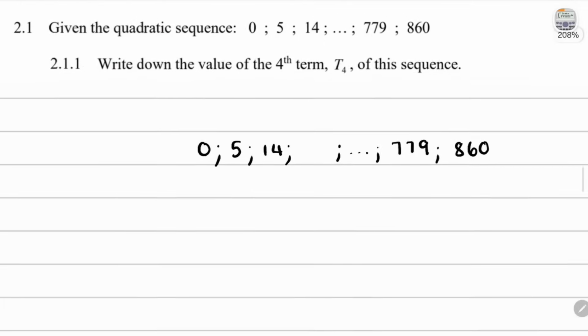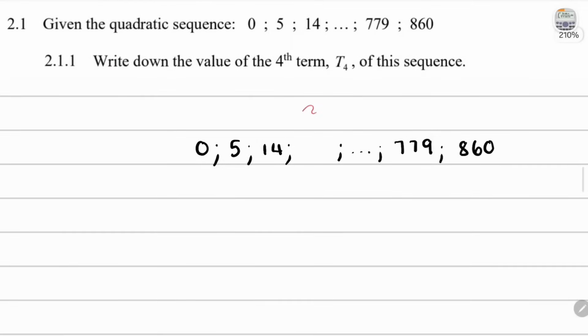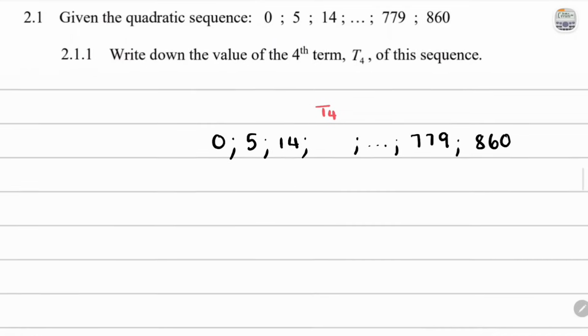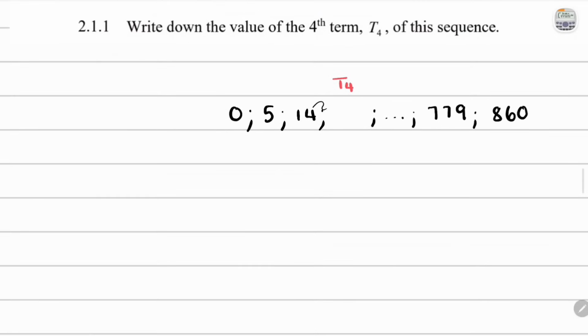Okay, and they want us to find the fourth term. So T4 is over here. This is a quadratic number pattern, so we can find the first differences first. That is 14 minus 5, which gives us 9, and then 5 minus 0, which gives us 5. So that's the first difference. And now let's find the second constant difference. So that's 9 minus 5, and that gives us 4.